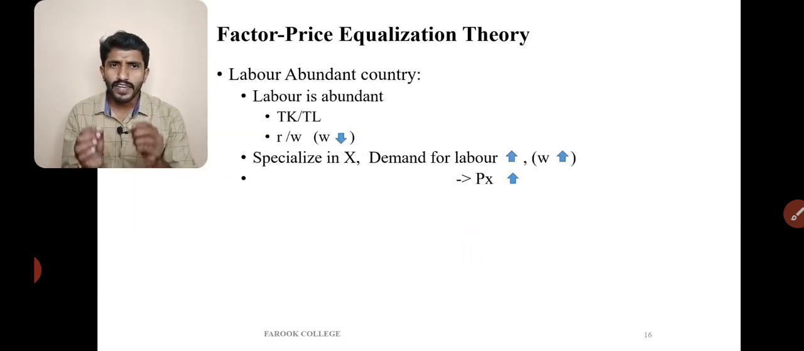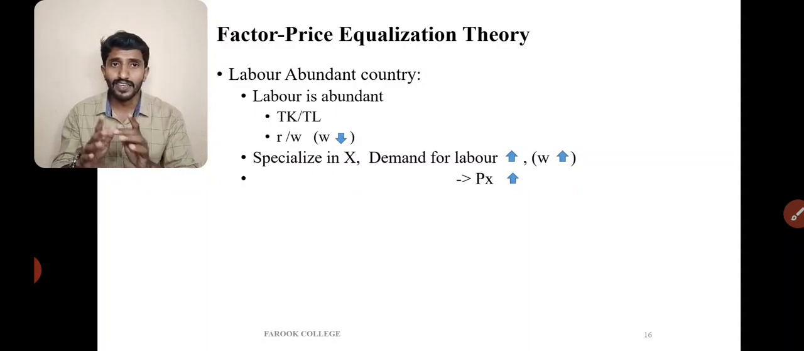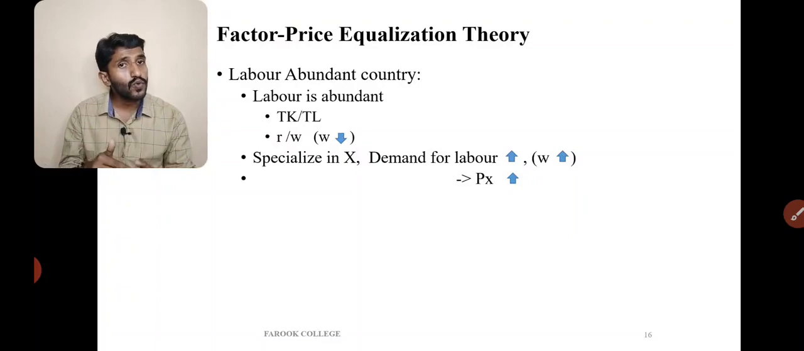Now, if you are taking the labor abundant country, we can say labor is abundant in two terms. Either it can be measured through the quantity of factors like TK divided by TL. TK divided by TL will be less compared to the other country if it is a labor abundant nation, or R by W will be higher.